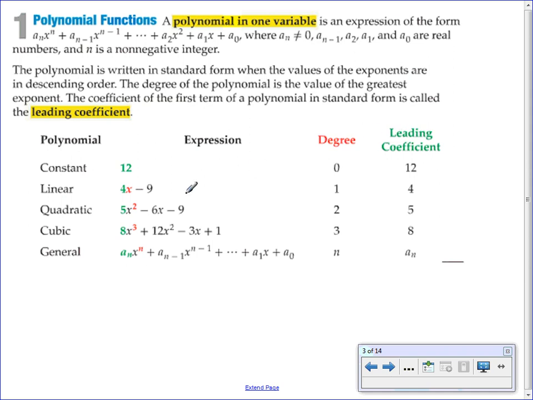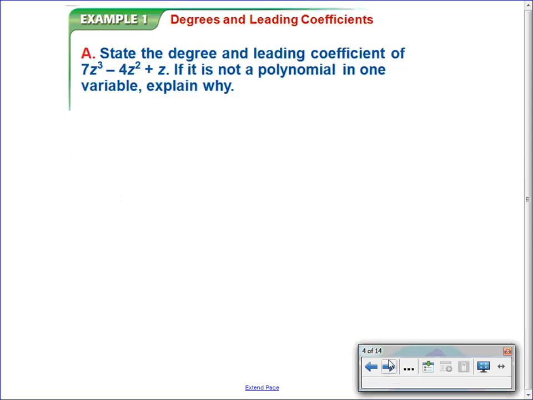The degree is basically the power on the first term once they're in order. So that's first degree, second degree, third degree. Then the leading coefficient is the number that's in front, 4, 5, and 8. Those will be very important here in just a little bit. Okay, so let's take a look at some examples.